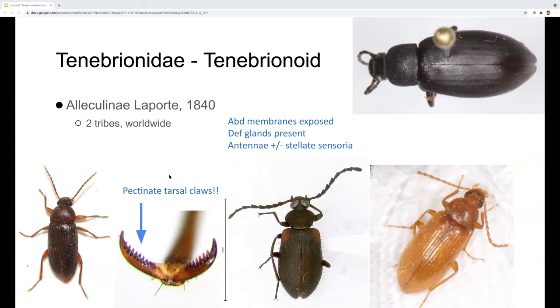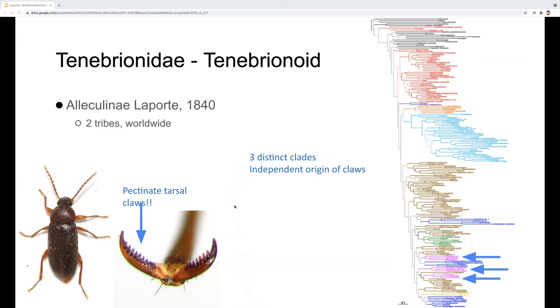Also within the Tenebrionidae branch, we have the Alleculinae, previously treated as a whole family, the Alleculidae. There are 2 tribes worldwide. These are pretty easy to recognize. They have pectinate tarsal claws. There are a number of other beetle families that have pectinate tarsal claws, but it's not super, super common. They have exposed abdominal membranes and defensive glands. Most, maybe all, have stellate compound sensoria. But again, we have 3 distinct clades which seem to present independent origins of these pectinate tarsal claws. So easily diagnosed, but unfortunately not monophyletic.